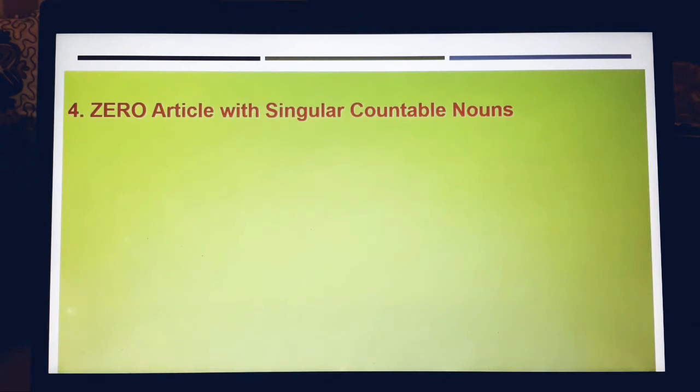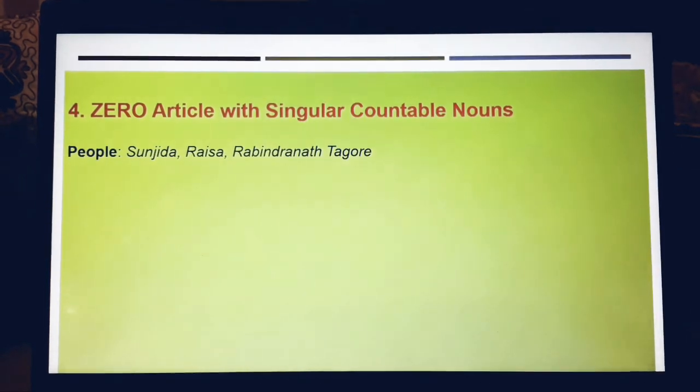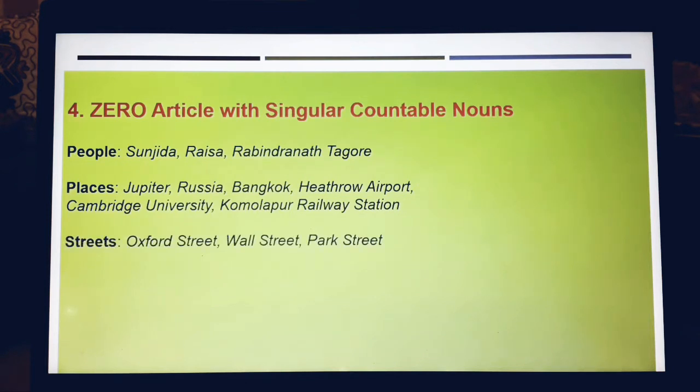No article or zero article with singular countable nouns. People, that means proper nouns. You see here Sanjida, Raisa, Rabindranath Tagore does not take any article before them. Places: Jupiter, Russia, Bangkok, Heathrow Airport, Cambridge University, Kamlapur Railway Station. Streets: Oxford Street, Wall Street, Park Street.